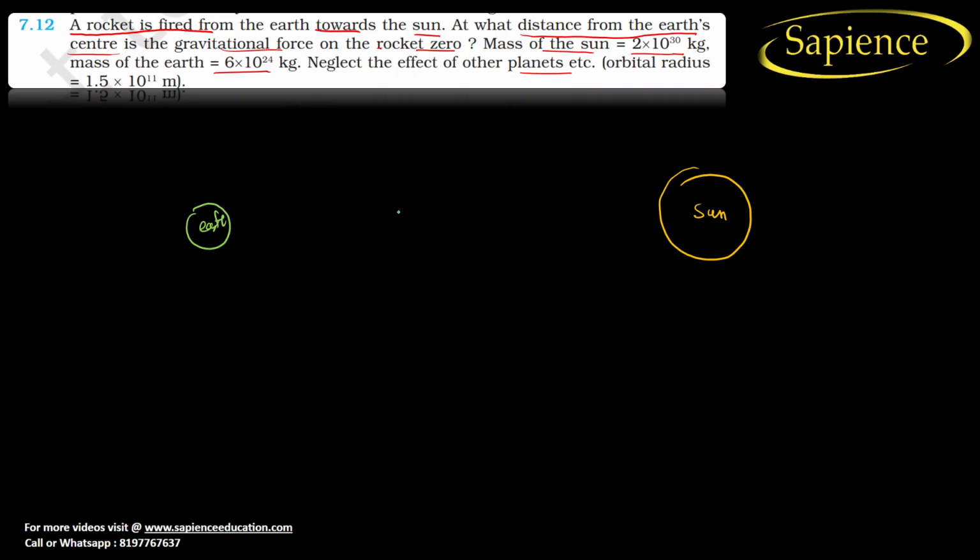Let us consider a rocket at this point. The rocket is at this point. So at this point net force will be zero. We can consider that the gravitational force on the rocket is zero at this point. Gravitational force is zero.